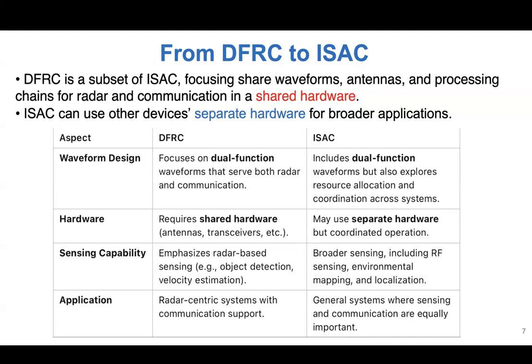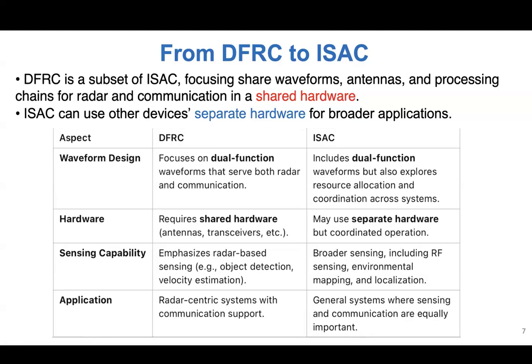Obviously, the transmitter and receiver for sensing can be the same, and in this case that is DFRC. But if they can be different, then that is ISAC. So the major thing is that DFRC requires a shared waveform and shared hardware, so basically the transmitter and receiver are in the same place. And for ISAC, they can use separate hardware, so the receiver can be different.